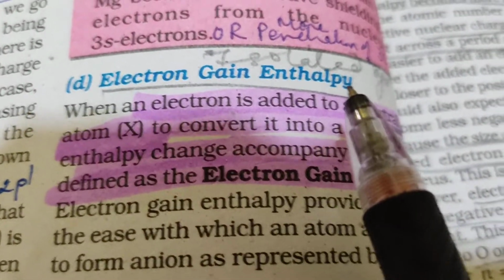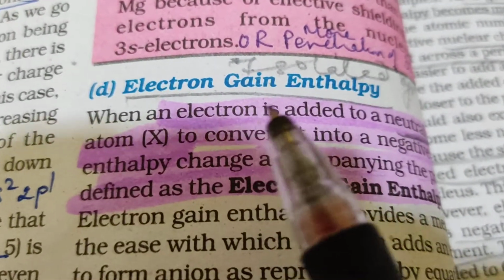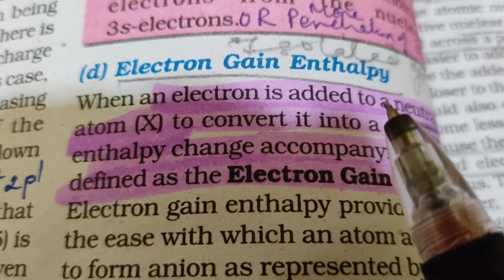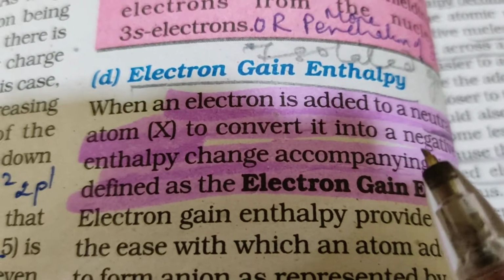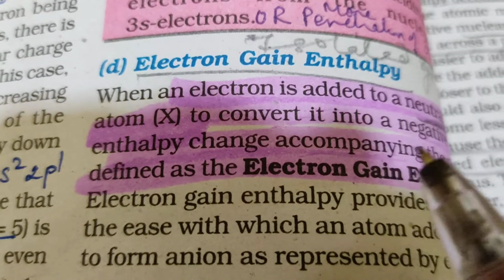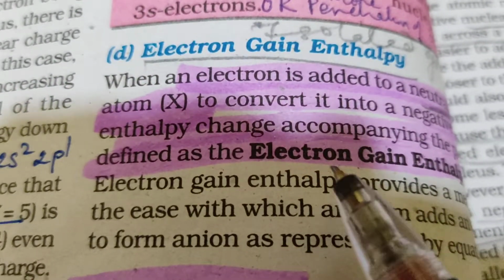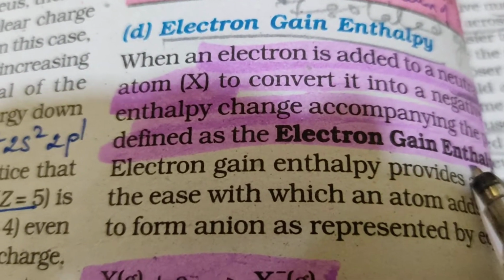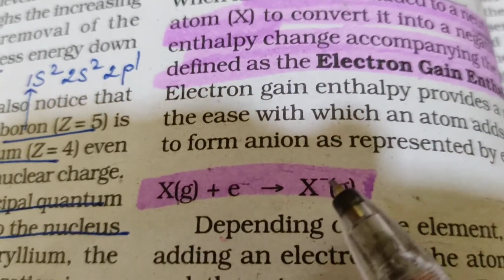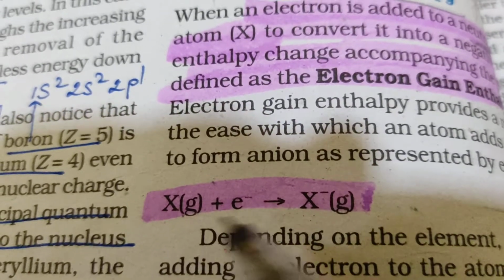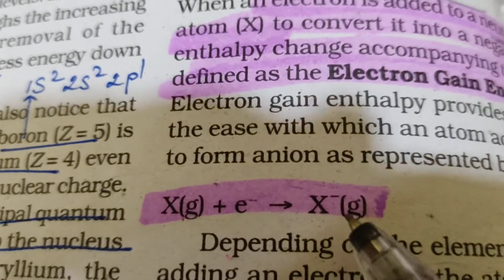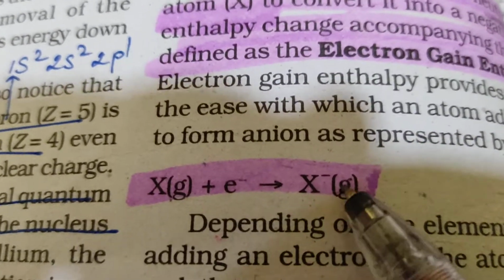Electron gain enthalpy. Just as energy is required to remove an electron from an atom, similarly energy is released when an electron is added to a neutral atom. This is called electron gain enthalpy. So we can define electron gain enthalpy as the energy released when an electron is added to an isolated gaseous atom to form a gaseous negative ion.